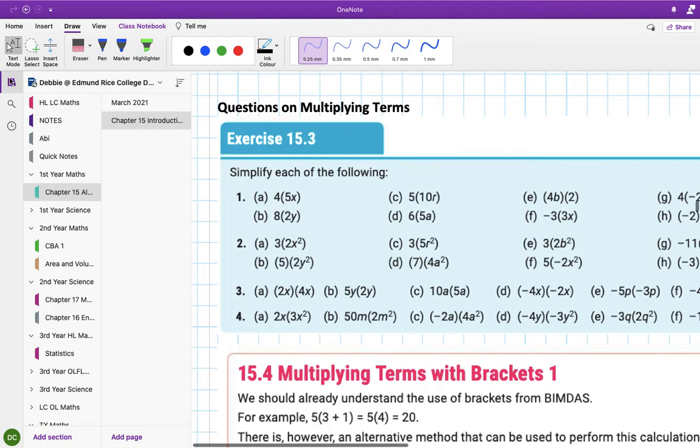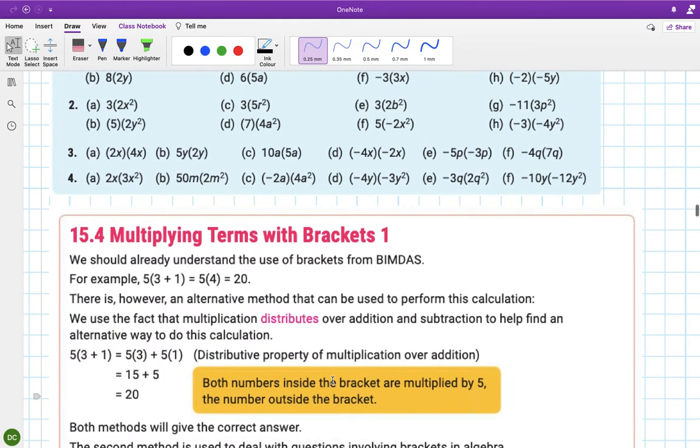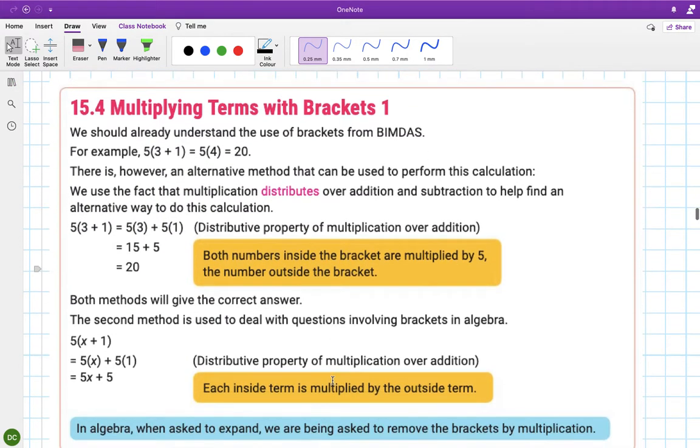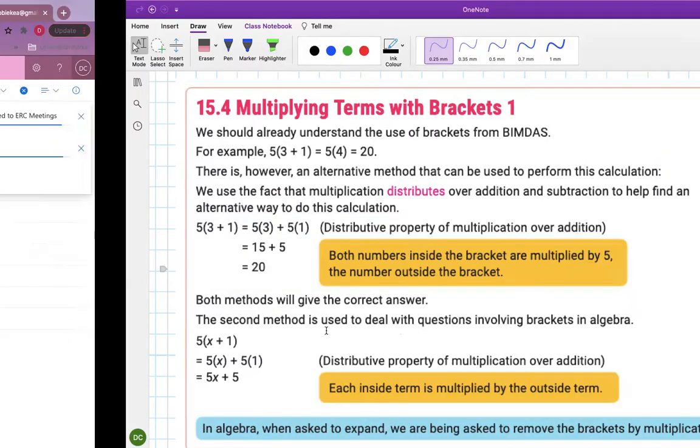Okay, so the next thing we're going to do is, again, we're multiplying, but we're taking it on another step. So I'm just going to constantly make this a little bit more difficult. So multiplying terms by brackets 1 is what we're going to call this.